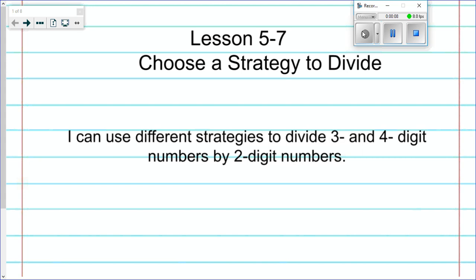Our I can statement is I can use different strategies to divide 3 and 4-digit numbers by 2-digit numbers. Please take a moment, write this in your math journal, and then let's move on to the problem for today.